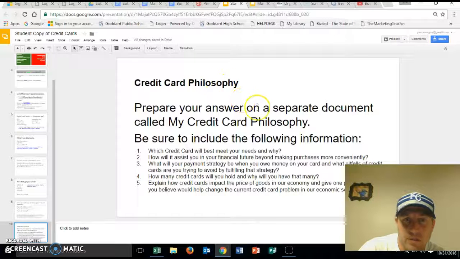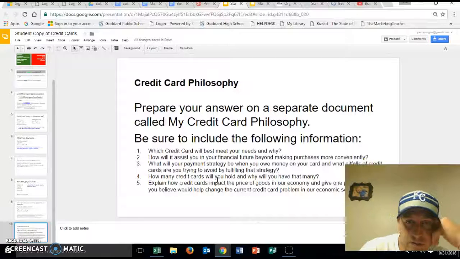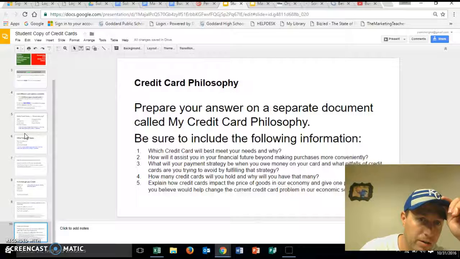And then finally, the last slide and the last part of this, credit cards goes fast. Prepare your credit card philosophy on a separate document called My Credit Card Philosophy, and you need to answer these 5 questions. We've talked at length enough for you to understand credit cards, in my opinion. They don't get much more complicated than what we've talked about so far. It's just a matter of using them responsibly. So tell me, what is your credit card philosophy now? A lot of those people we watched in the video earlier explained their credit card philosophy. Now it's your turn.